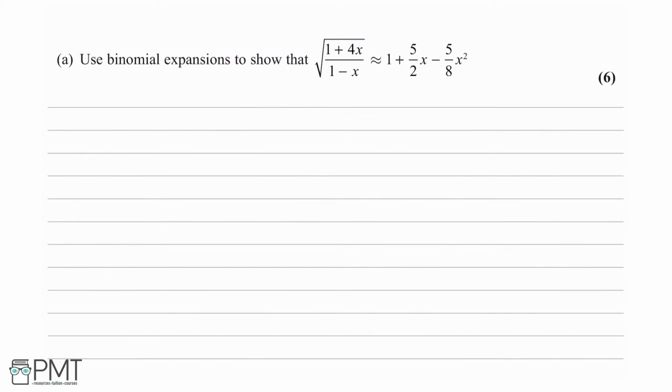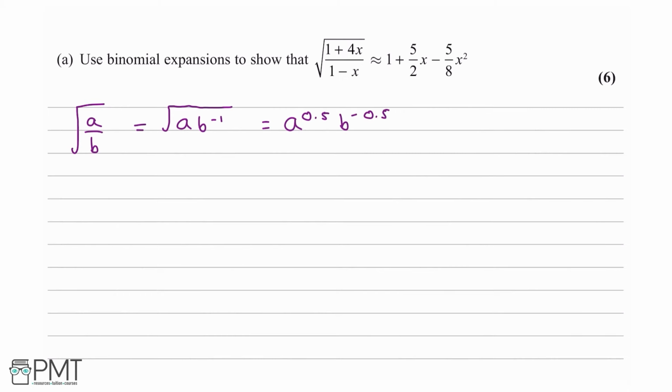We are asked to use the binomial expansion to show that the square root of (1 plus 4x) over (1 minus x) is approximately 1 plus 5 over 2 x minus 5 over 8 x squared, for 6 marks. So the first rule that I'm going to use is that if you have the square root of a over b, this equals the square root of a b to the minus 1, which equals a to the 0.5 times b to the minus 0.5.